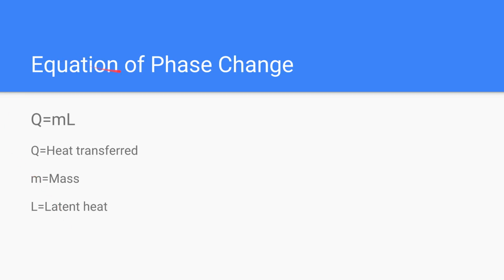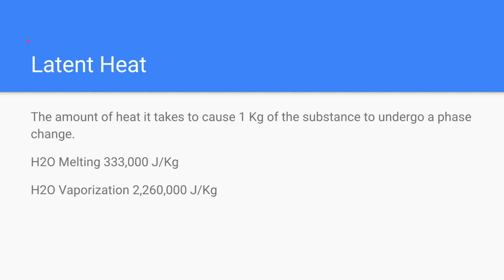Now we have the equation of phase change. In this equation, it is Q equals mL, where Q is heat transferred still, m is the mass still, and L is latent heat. This equation will help us find out how much heat must be added to turn all the mass into the next phase.